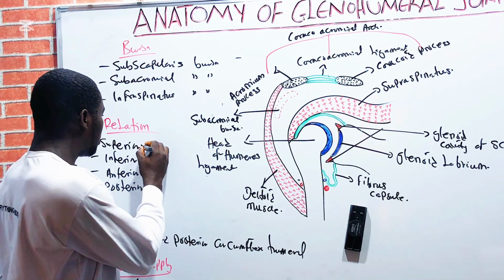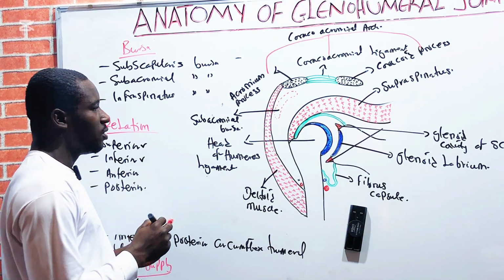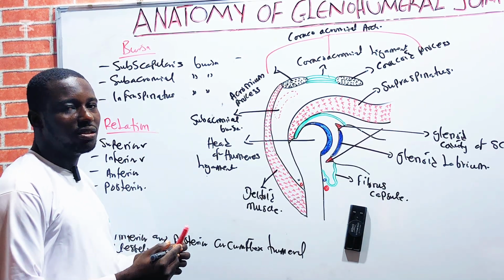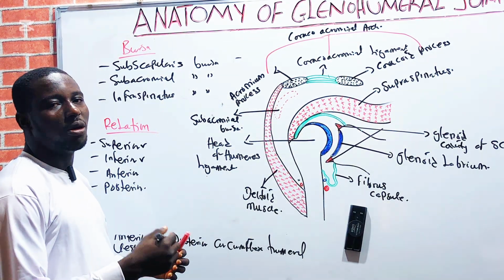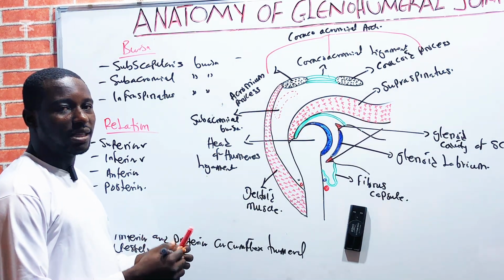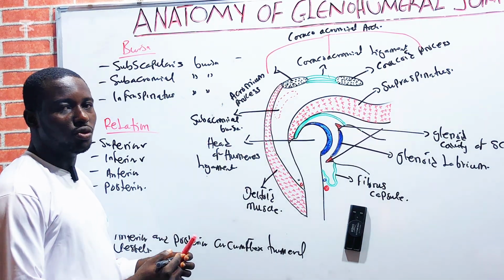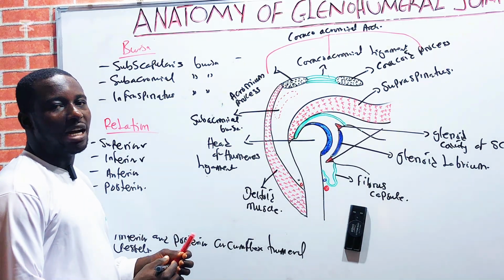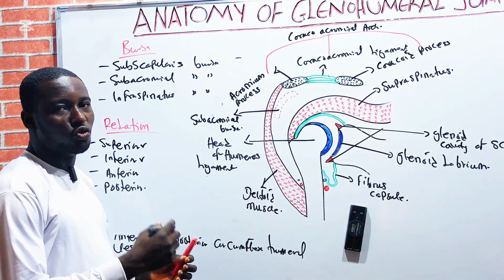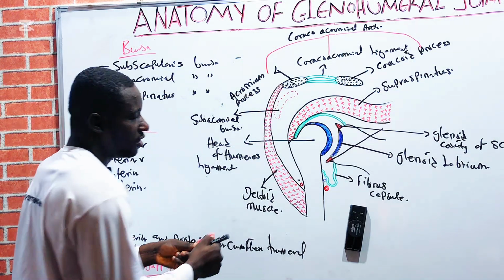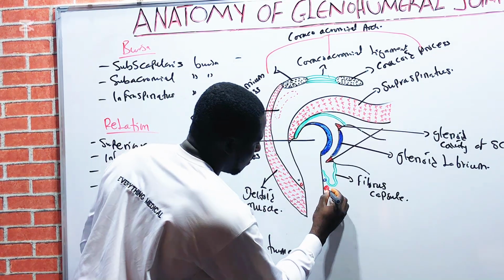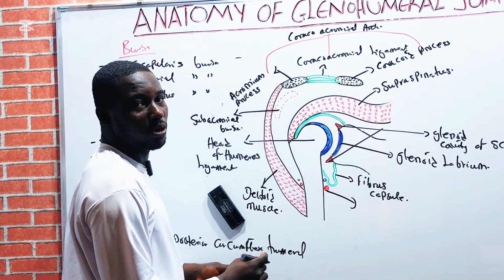So the next relation is the inferior relation. What are those structures that are related to the shoulder joint inferiorly? We have number one, the long head of the triceps. Number two, the axillary nerve. And number three, the posterior circumflex humeral vessel.